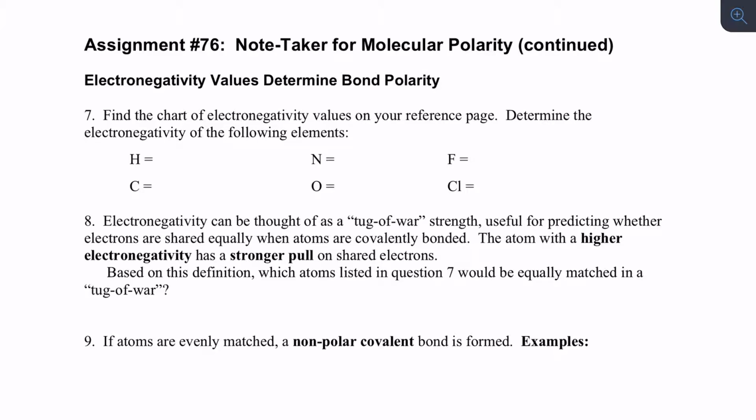Electronegativity is a value that has been assigned to atoms, and it's kind of thought of like their tug-of-war strength. It can be used to predict whether electrons are shared equally or unequally. And this is located on your periodic table.